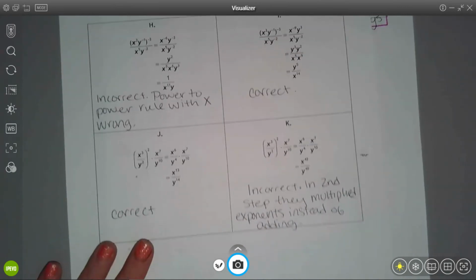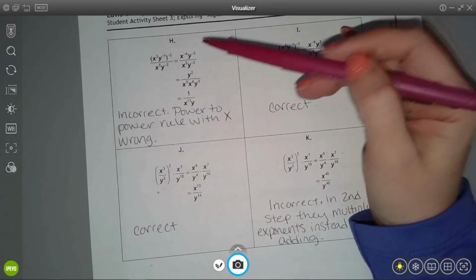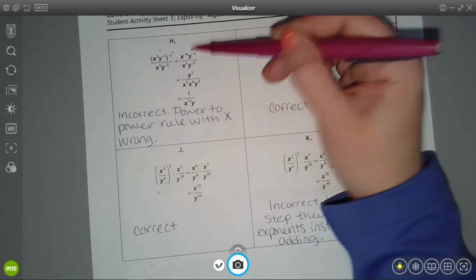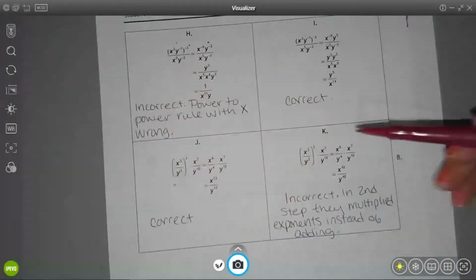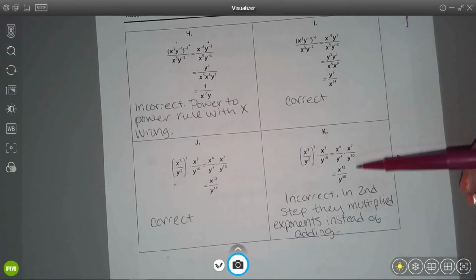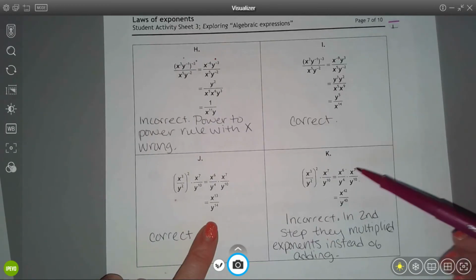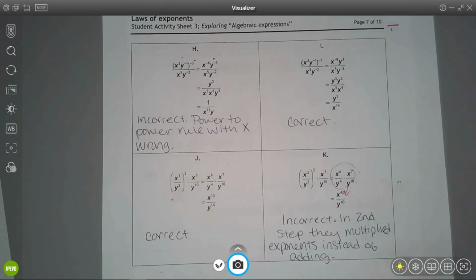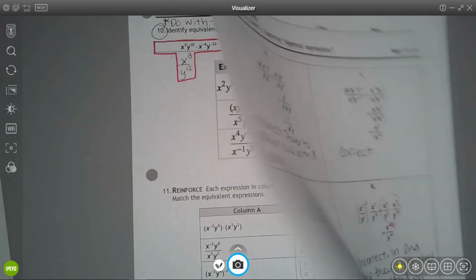Same with these two. Okay, the first one is incorrect. Why? Because the power to the power rule with our x is wrong. 3 times -3 is not -6. It would be -9. Down here for J and K, the first thing that they do is correct on both sides, but how they go from this answer to this answer is what's wrong in the second half. The second step, they multiplied the exponents instead of adding them. It should have been 6 plus 7, not 6 times 7.